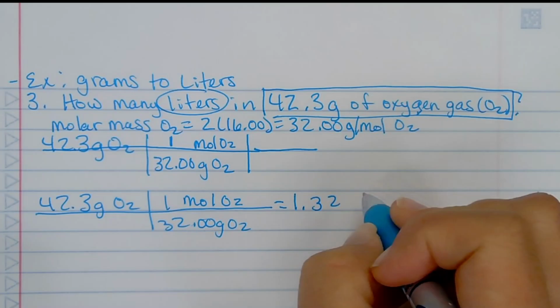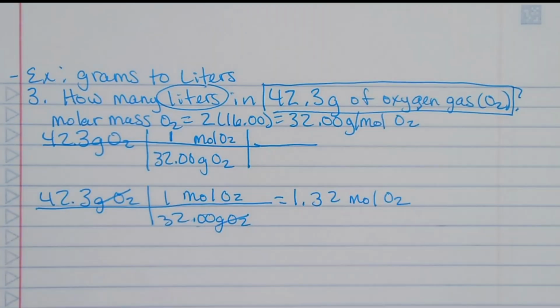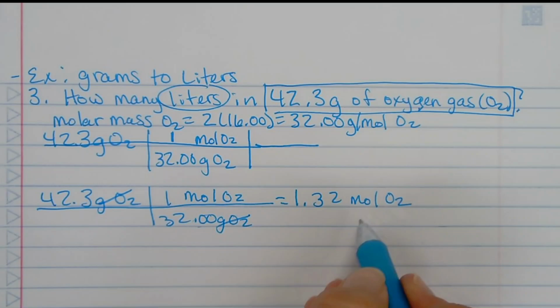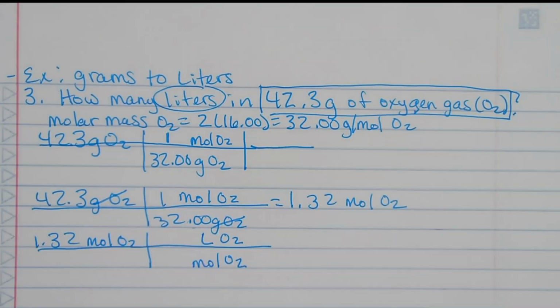Then you could take, and I'm going to show you how to do it all in 1 step, but if this makes sense, then you take your 1.32. Whatever you get in the first one is now your given. And we want to go to liters, but my given is in moles of O2. And how many liters in 1 mole? How many liters in 1 mole? 22.4.